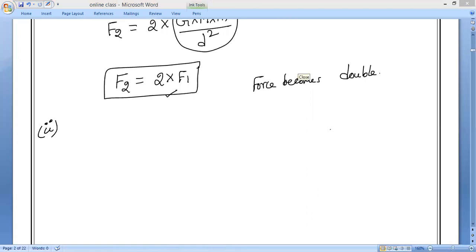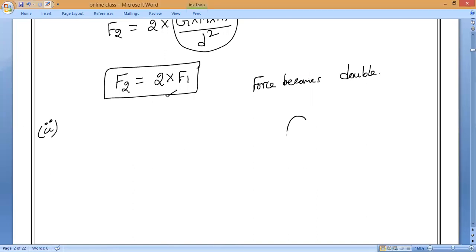Distance between two objects is doubled and tripled, sir. Yes, one time doubled and one time tripled. First, what is the basic thing? Consider two objects with a distance d between them, and mass capital M and another mass small m. Now tell me, what is the force? Let me take this force as F. F is equal to what?